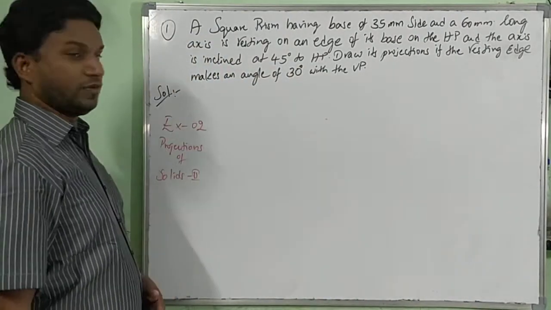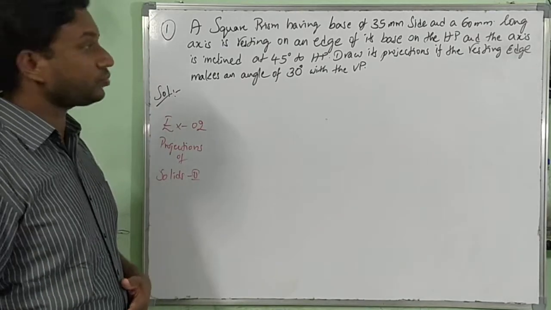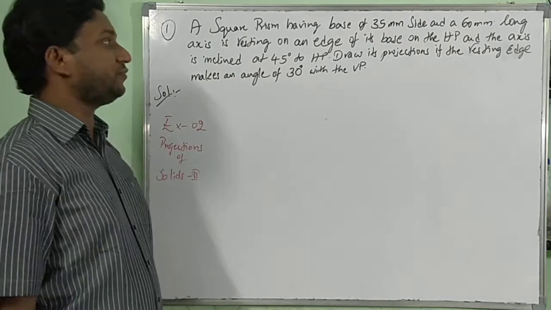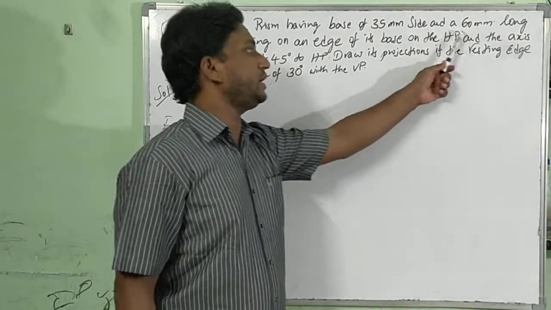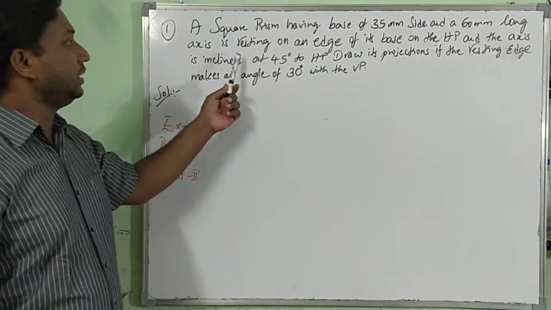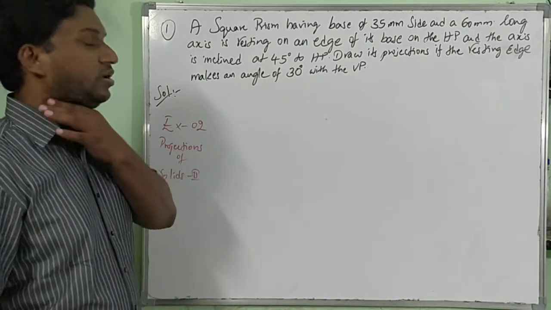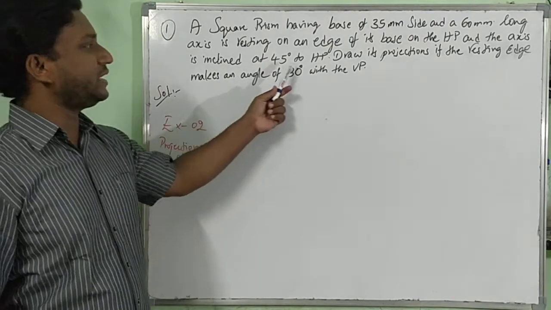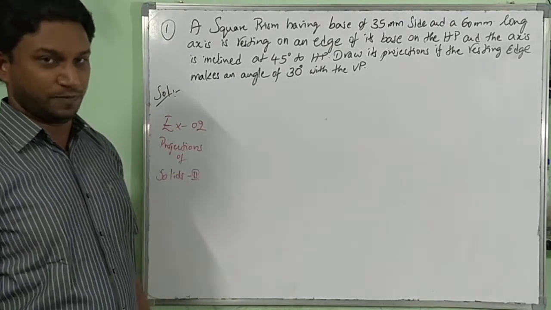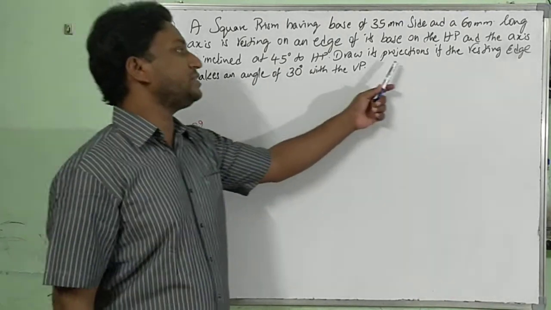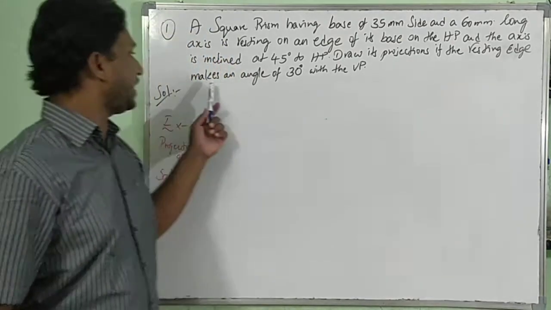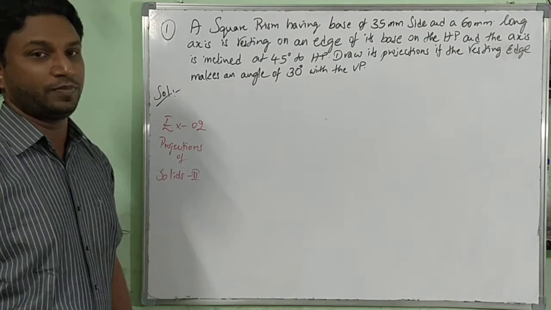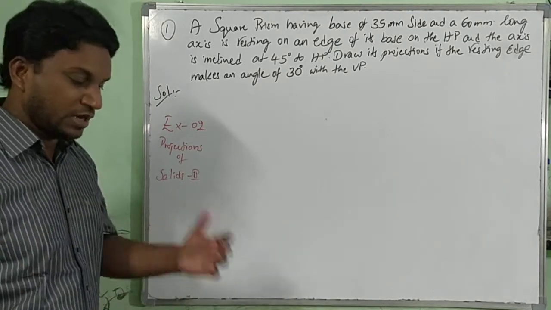Exercise 2, problem number 1, projections of solids 2. Look at the question. A square prism having a base of 35 mm side and a 60 mm long axis is resting on an edge of its base on HP, and the axis is inclined at 45 degrees to HP. Draw its projections if the resting edge makes an angle of 30 degrees with the VP. Simple question. Let's analyze the question.